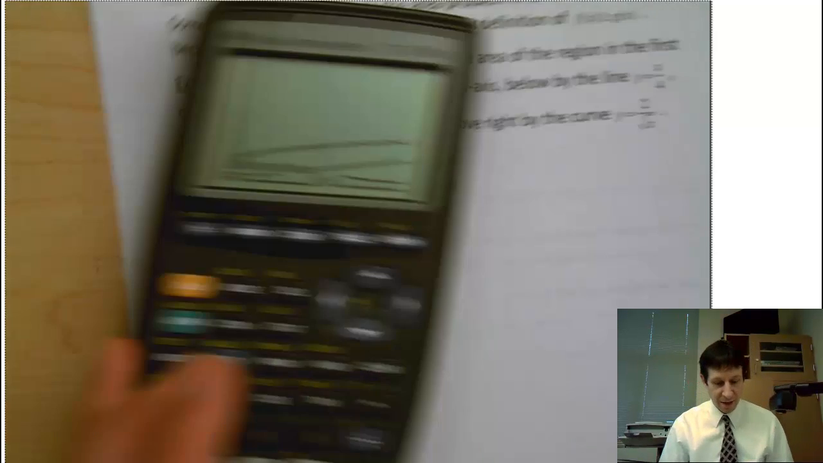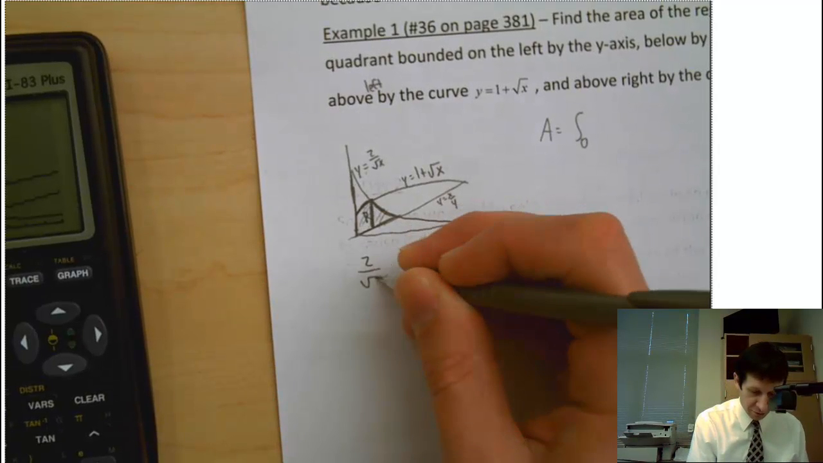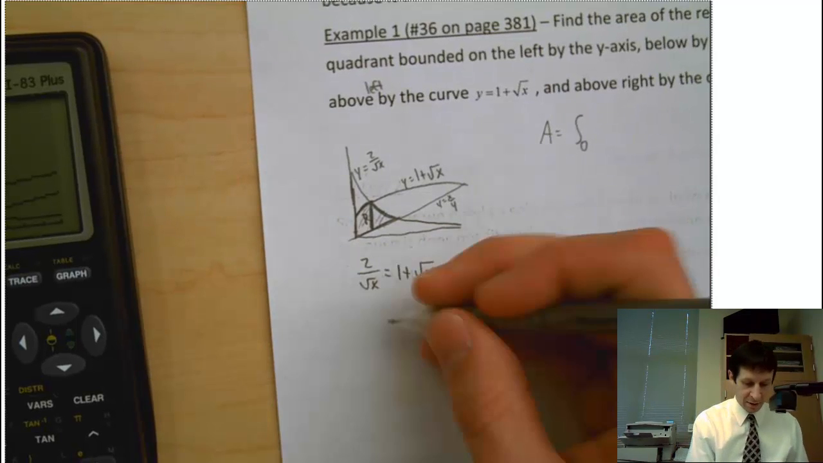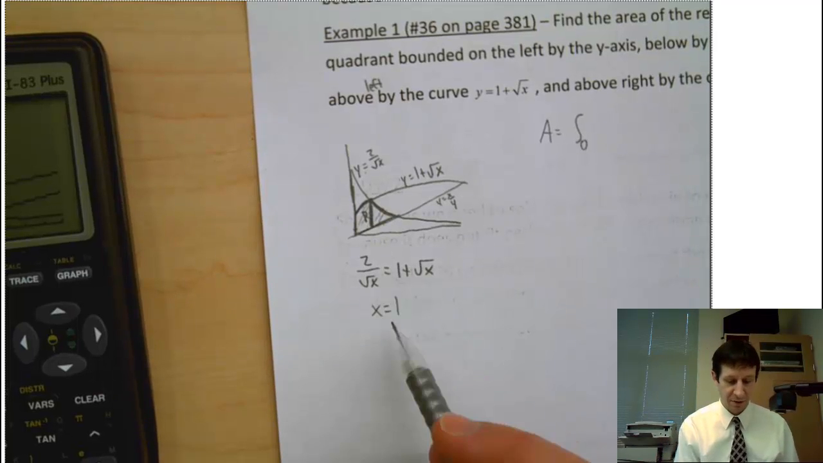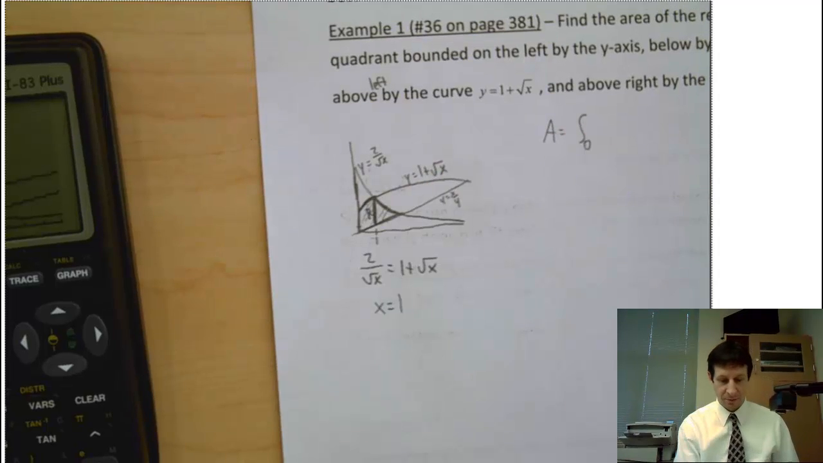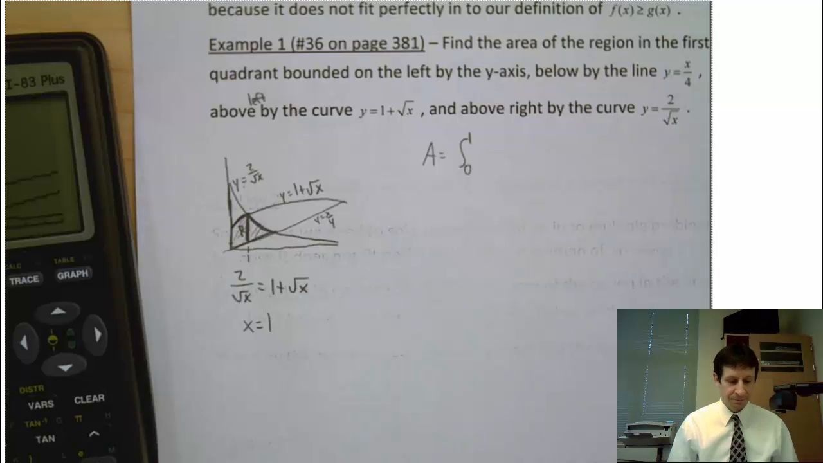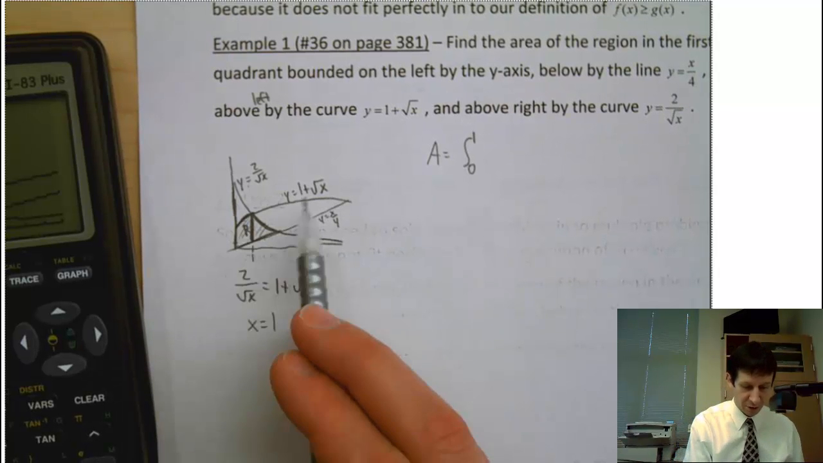So in terms of what we needed on paper, I need to show that I'm setting 2 over root x equal to 1 plus root x. And then since I did the work on the calculator, I can skip to an answer of x equals 1. So I know that this part right here is 1, which means this part right here is a 1. And at least for the first region, the upper function was 1 plus root x.